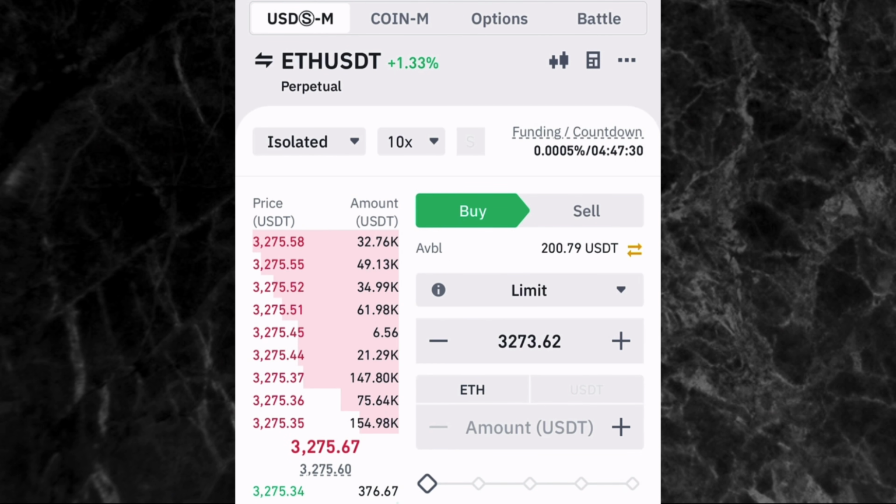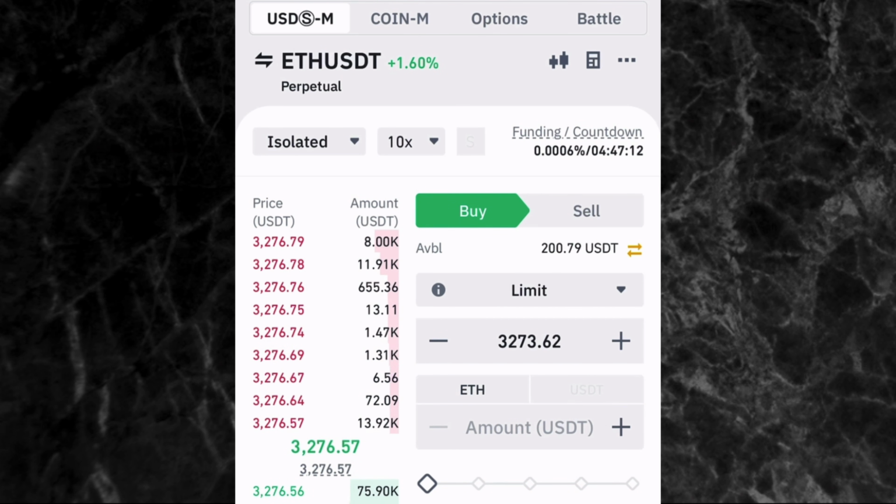Now, before I show you how you can take long or short trades on the futures trading page, I need to explain to you guys some terms and features on the futures trading page, which will make it easy for you guys to understand as I go on in this video. Now, the first thing I'll be talking about is what exactly is futures trading.